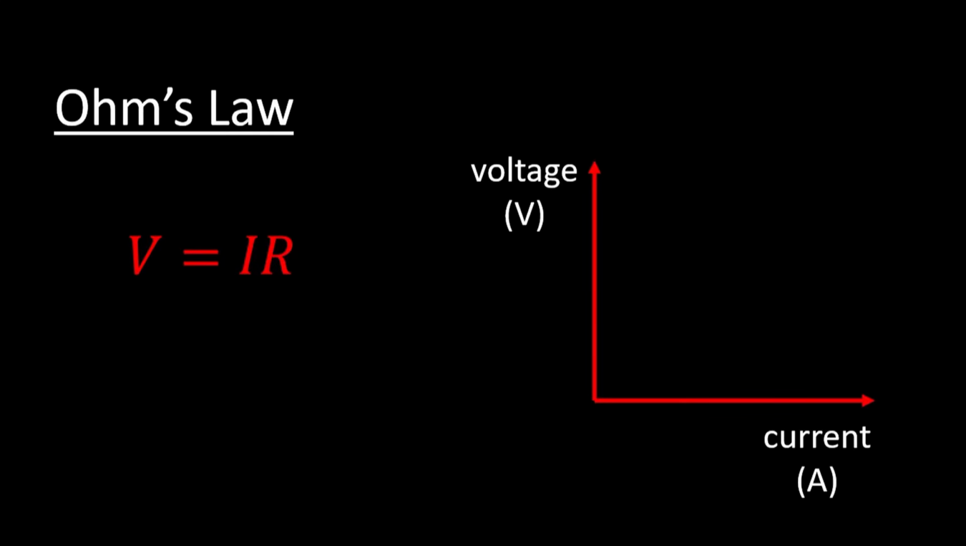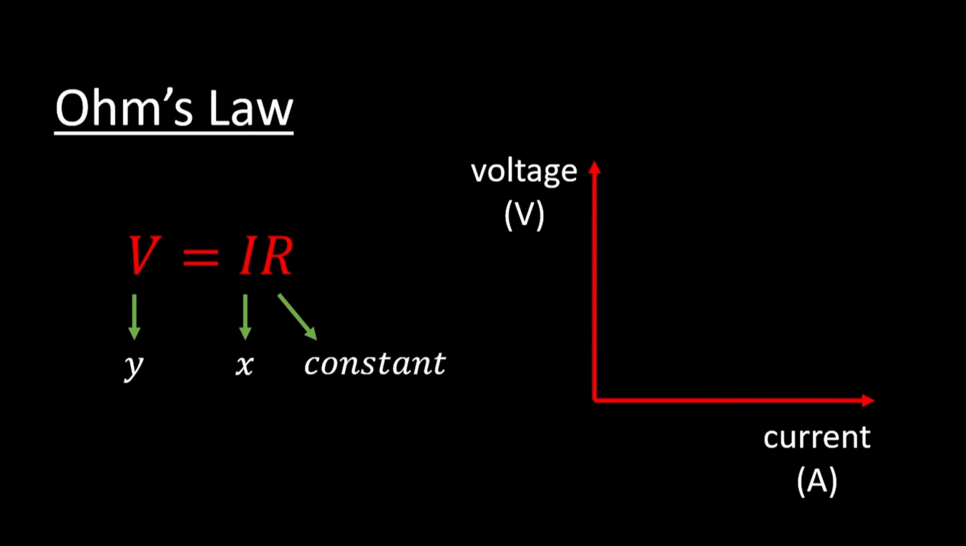Let's figure out how a graph of the voltage versus current looks like. The voltage is on the y-axis, so this stands for the y. The current is on the x-axis, so I stands for the x. And the resistance is a constant value, independent of the voltage and the current for ohmic resistance. So it is a constant.